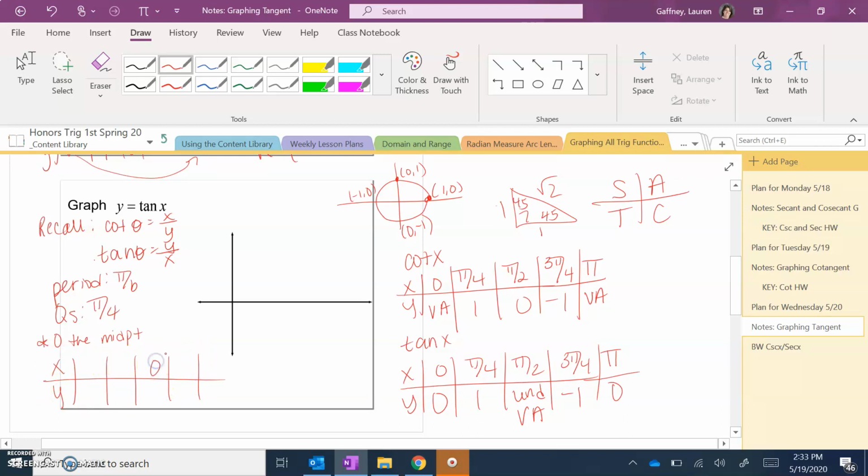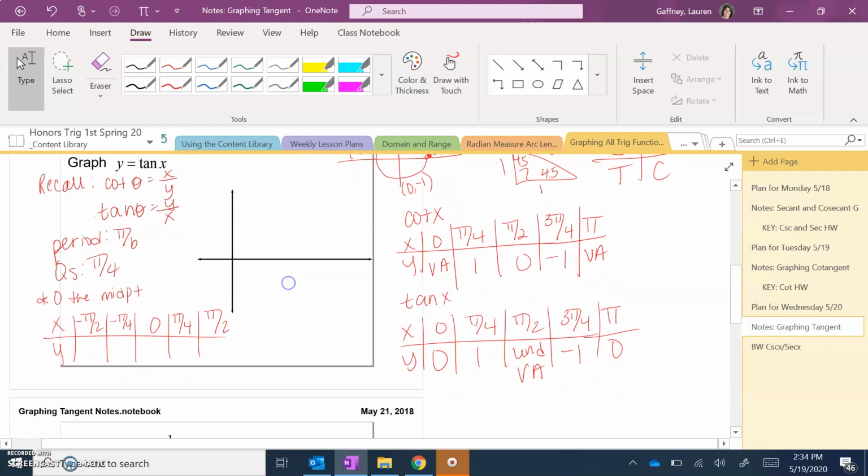So let's put 0 in the middle here. So let's make this negative pi over 4, negative pi over 2, pi over 4, and pi over 2. Okay, so 0 is where we got 0. Pi over 4 was 1. Pi over 2 was undefined, so that was our VA.